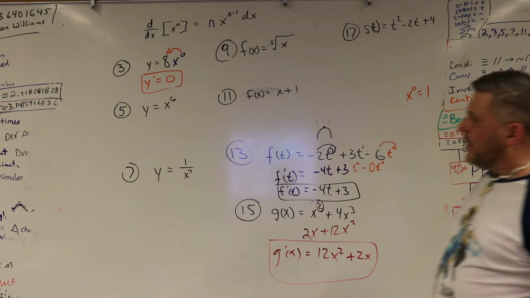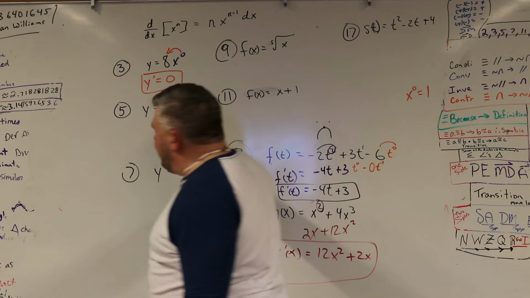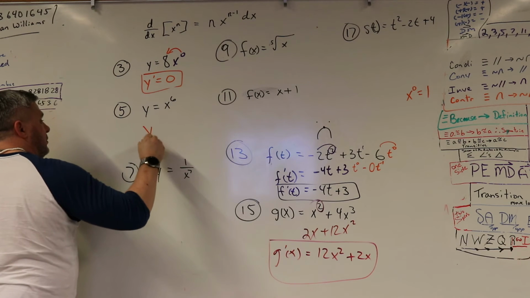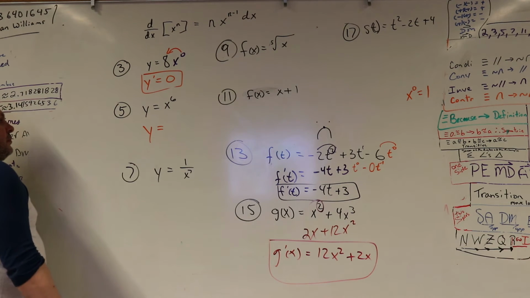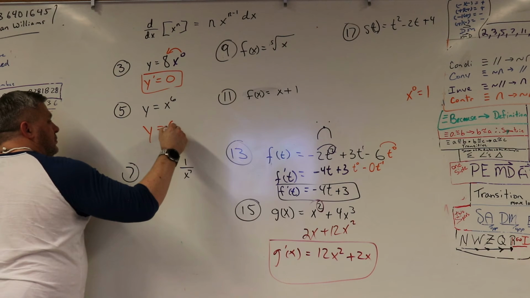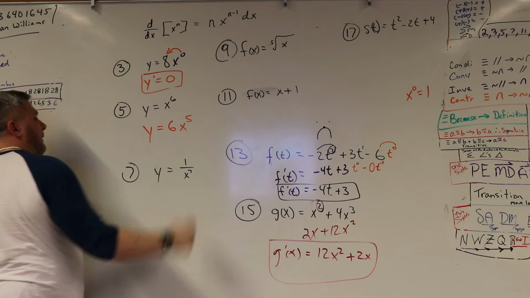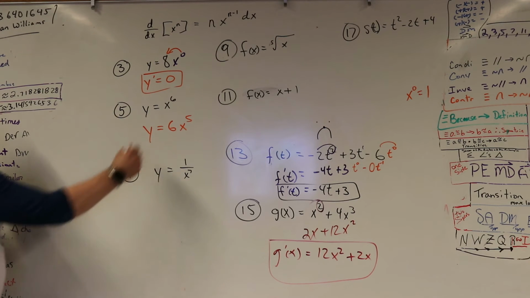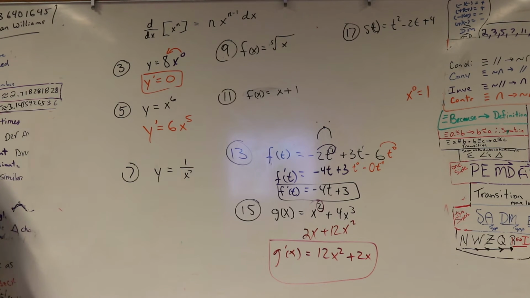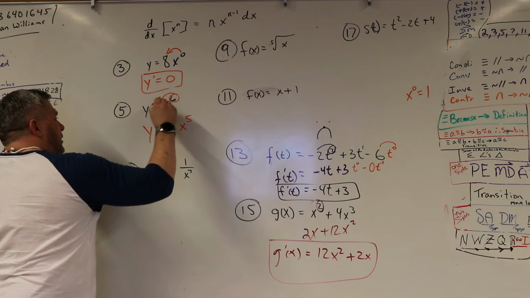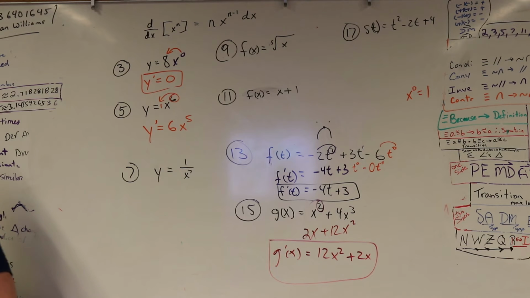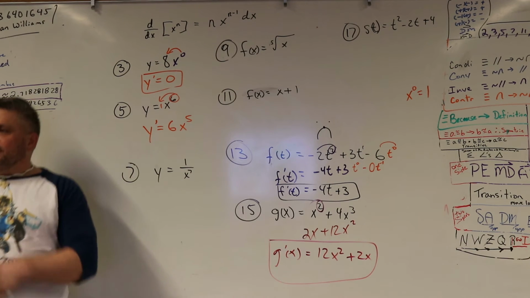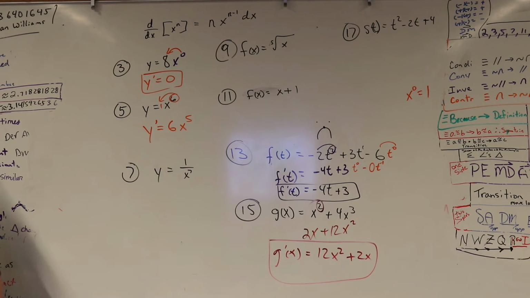Okay? So what's the derivative of this guy? Y prime equals 6x to the 5th power? Yep. Pretty easy, right? So it's just 6 times 1, which is 6. And then 1 from 6 is 5. That's it. Simple. That's the power rule, right?